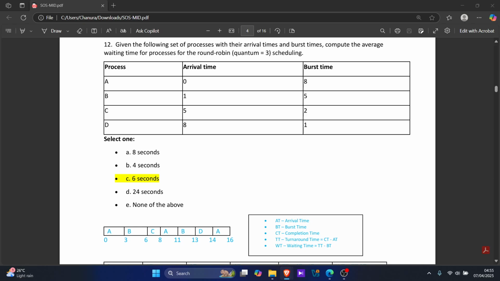C arrived at 5, but started running at 6. Wait, no. Wait, arrival time is 5, so it was added to the queue at 5. But between time 3 to 6, B was running. So when B was running until time 6. Then at time 6, the queue has C and A, B. So C starts at 6. So waiting time for C is 6 minus 5 equals 1. After C finishes at 8, next is A, then B.